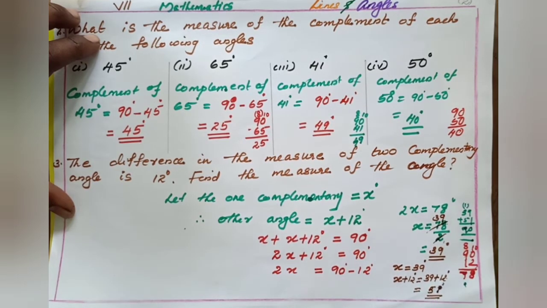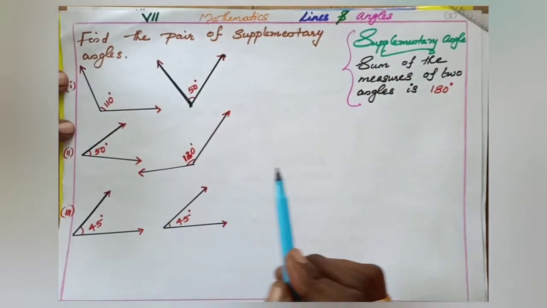Okay. So these answers are correct. x equals 39 degree and the second angle is 51 degree. So the measures of the angles are 39 degree and 51 degree. Okay, listen to the next question.